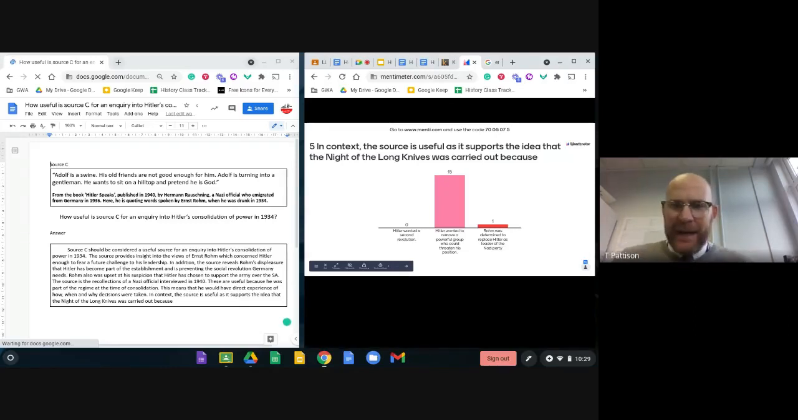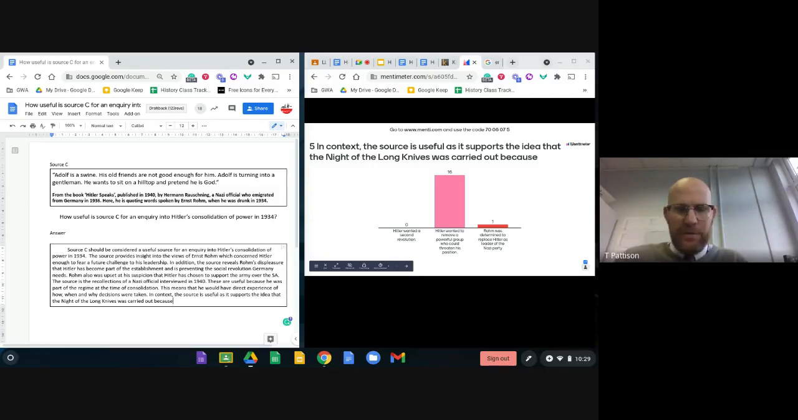Right, so I'm glad nobody put that Hitler wanted a second revolution, because clearly he didn't. We've got Hitler wanted to remove a powerful group who could threaten his position. Okay, certainly from our own knowledge, we know that that is something which Hitler was very concerned about.